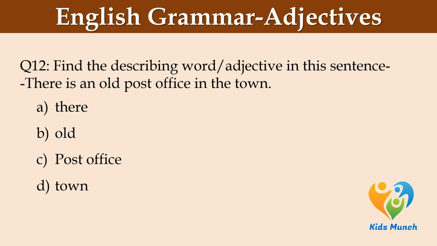Find the describing word in this sentence. There is an old post office in the town. Option A, there. Option B, old. Option C, post office. Option D, town.